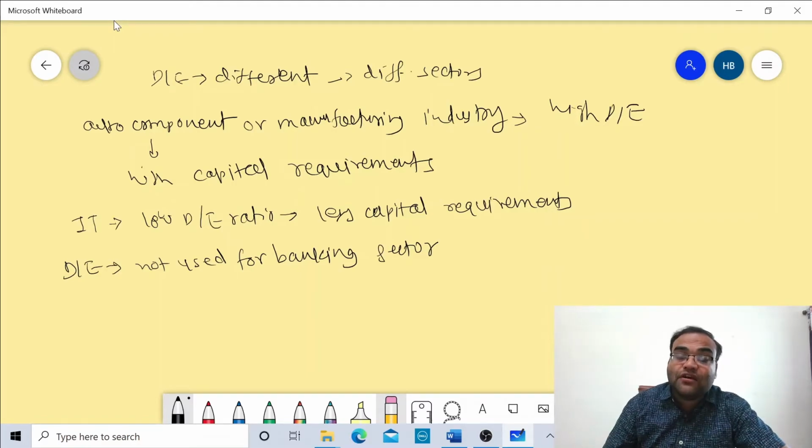However, for all other industries, the D by E ratio is a very important ratio. Whenever we analyze any company, we should always look at what the D by E ratio is, and the lesser the D by E ratio, the better it is.